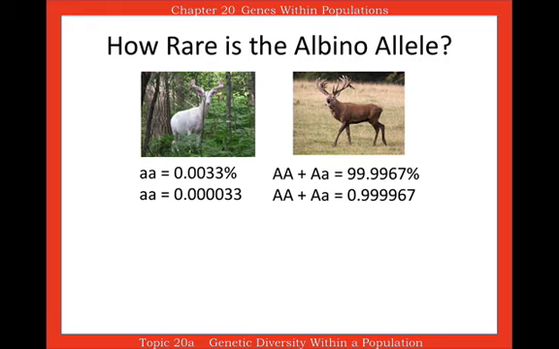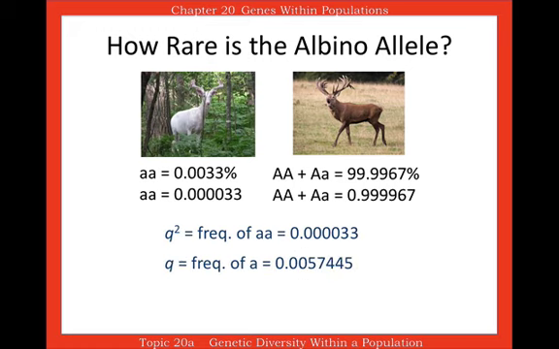So we can use the homozygous recessive portion of the population, which we know, and use it to calculate the frequency of the recessive allele. So when we take the square root of the proportion, we find out that 0.0057445 is the frequency of the recessive allele in the population. If we subtract this from 1, we find out that the dominant allele makes up 0.9942555 proportion of the population.